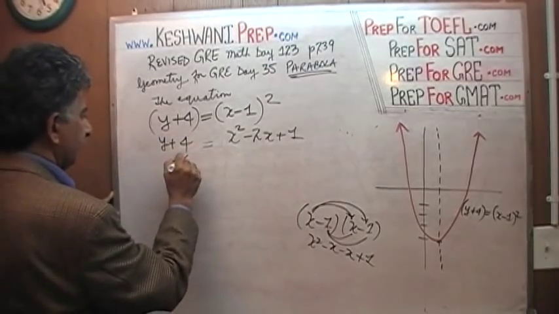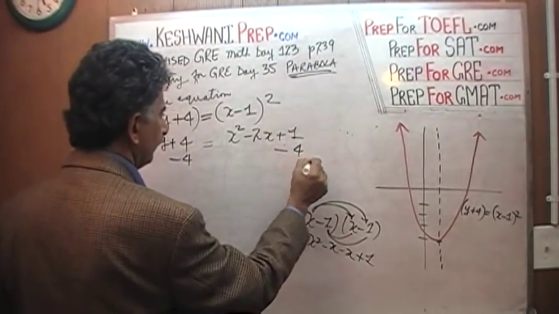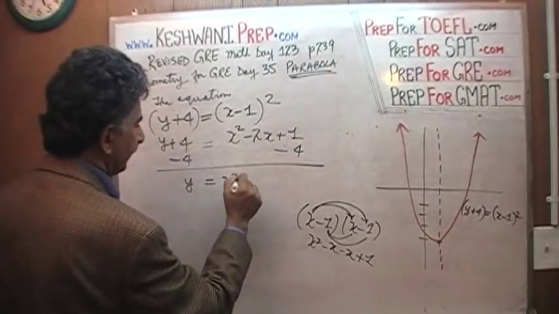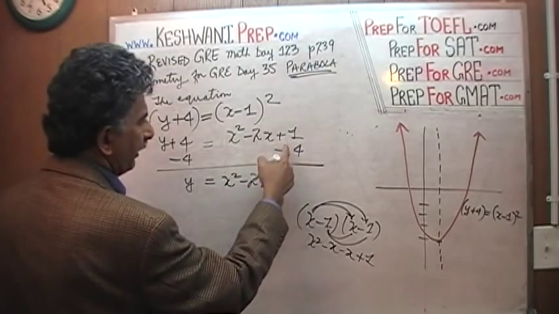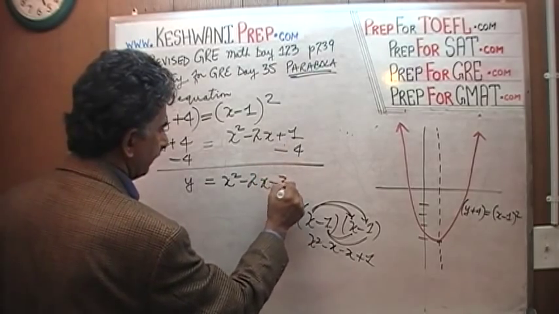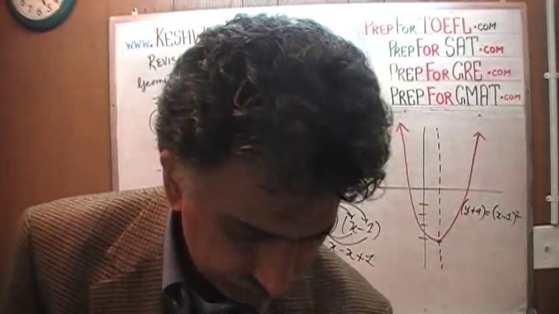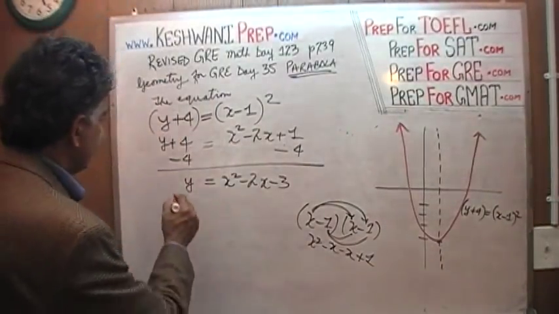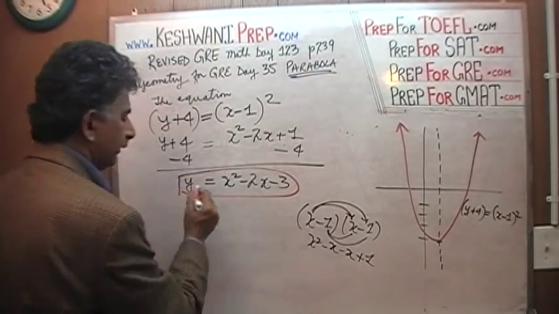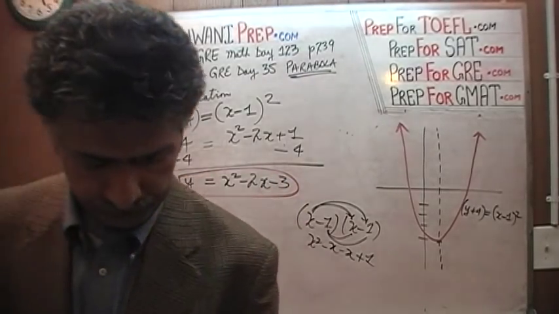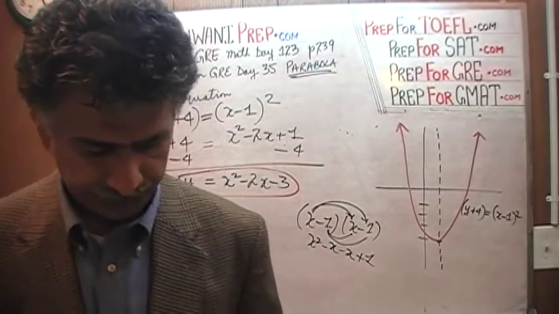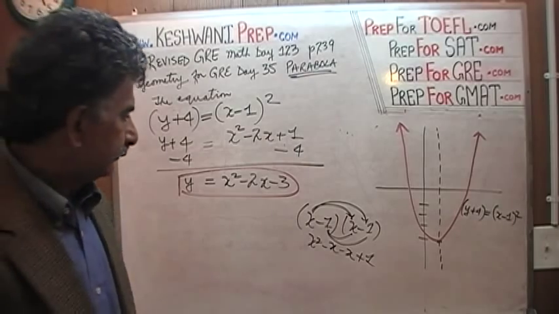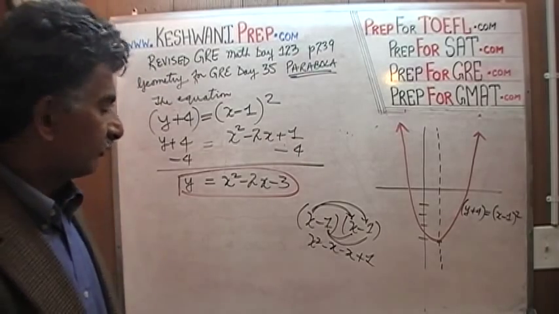Subtract 4 from both sides, and we end up getting y equals x squared minus 2x, positive 1 and a negative 4 gives us a negative 3. Voila. This equation that you see there is the exact same equation that you see in the book there. And that's all there was. That was the end of the story.